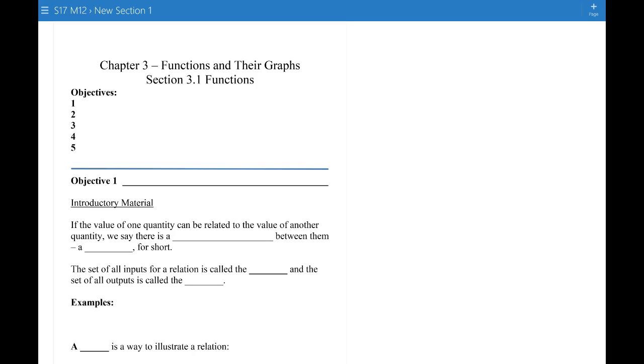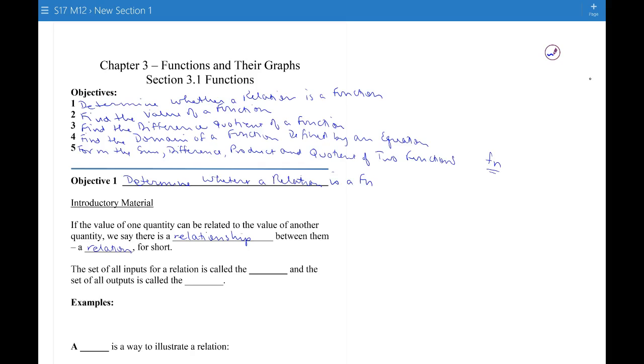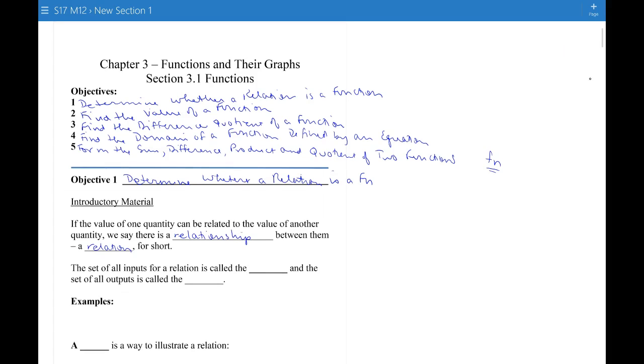So there's lots of things that are like this. For instance, your weight is related to the number of calories that you eat. Your gas mileage is related to the speed you drive. Lots and lots of things are related. So the set of all inputs for a relation is called the domain, and the set of all outputs is called the range.